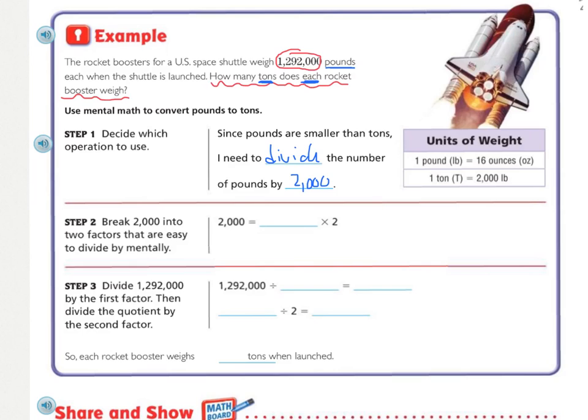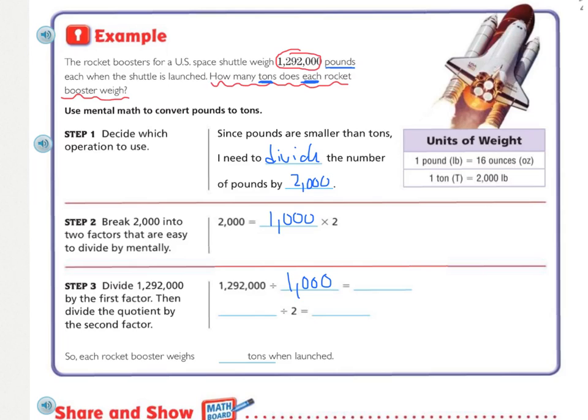If you wanted to, you could set it up right here and divide the whole thing out by 2,000. But you know what? It's really simple to break this down into thousands. So that's what we're going to do, because 1,000 times 2 makes 2,000. So the last step is to actually divide the 1,292,000 by the first factor, which is 1,000. Okay, so we're just going to divide it by 1,000.